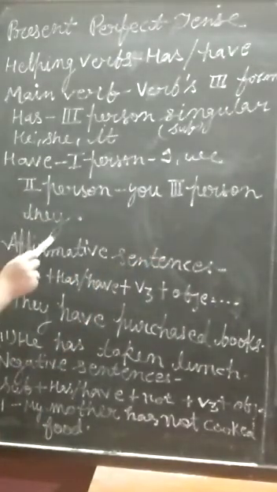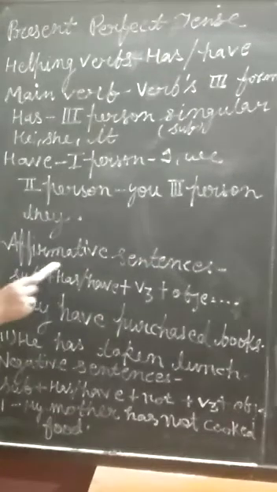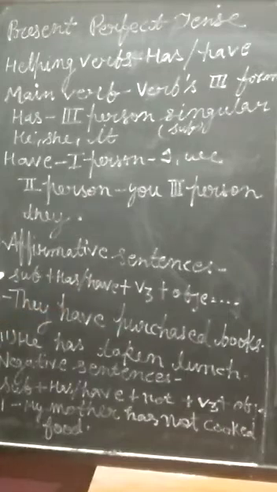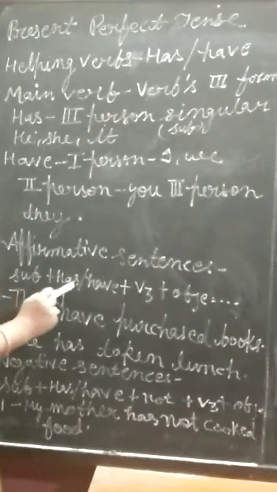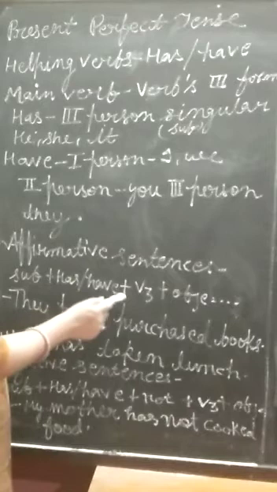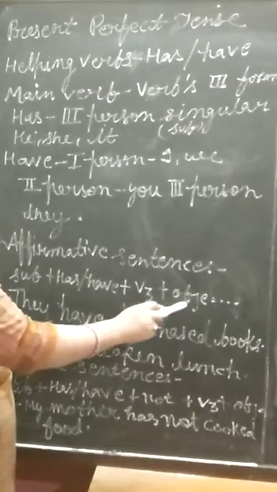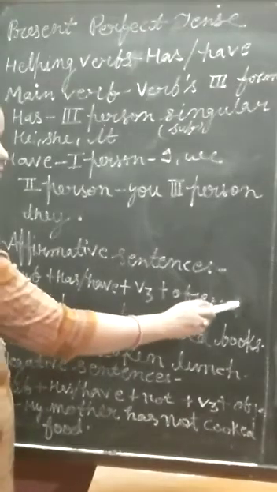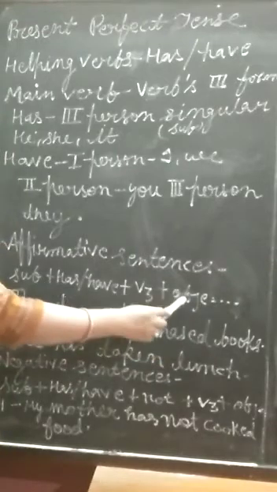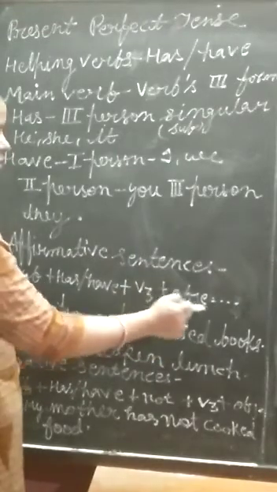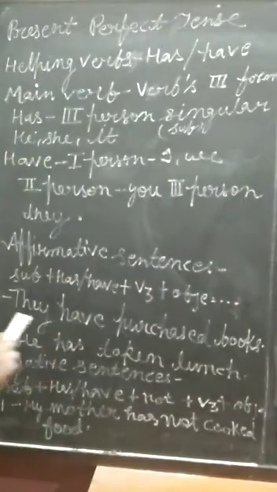Now how do we make sentences? Affirmative sentences. How do we make affirmative sentences? The pattern is this. Subject plus has or have, helping verb, plus verb's third form plus object etc. Dash dash dash, full stop. Dash dash dash means whatever comes after the object.